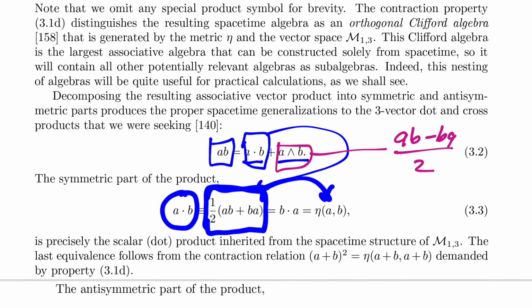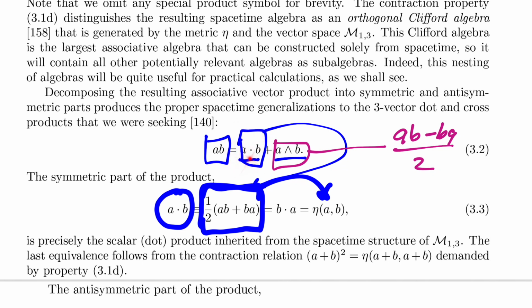And it's really interesting because we know this is a scalar, right? We know this piece is a scalar. And this is not a scalar. This wedge product, as we're going to see, is not a scalar. So this product cannot be a scalar either.